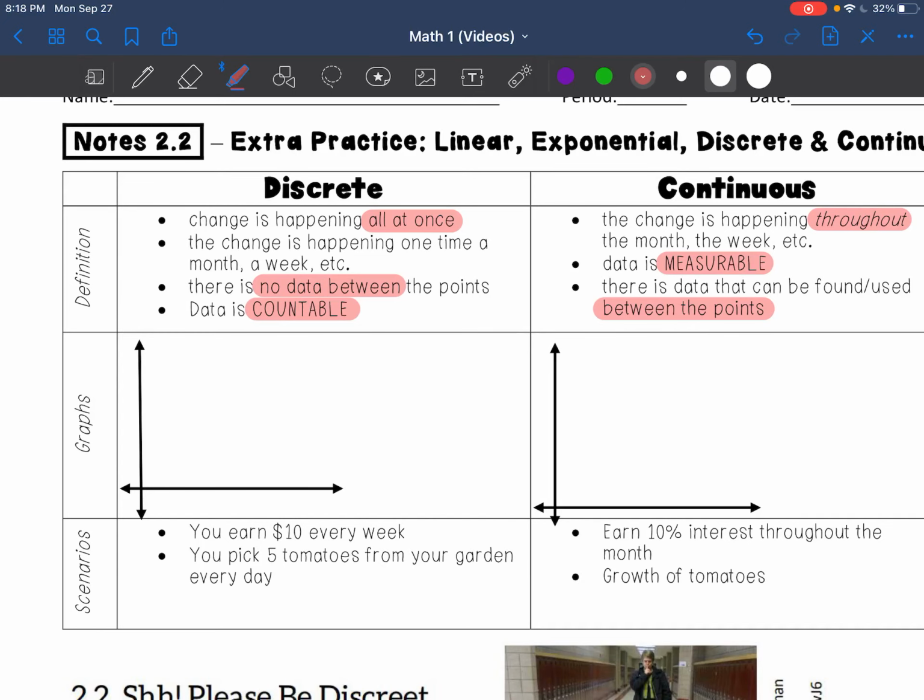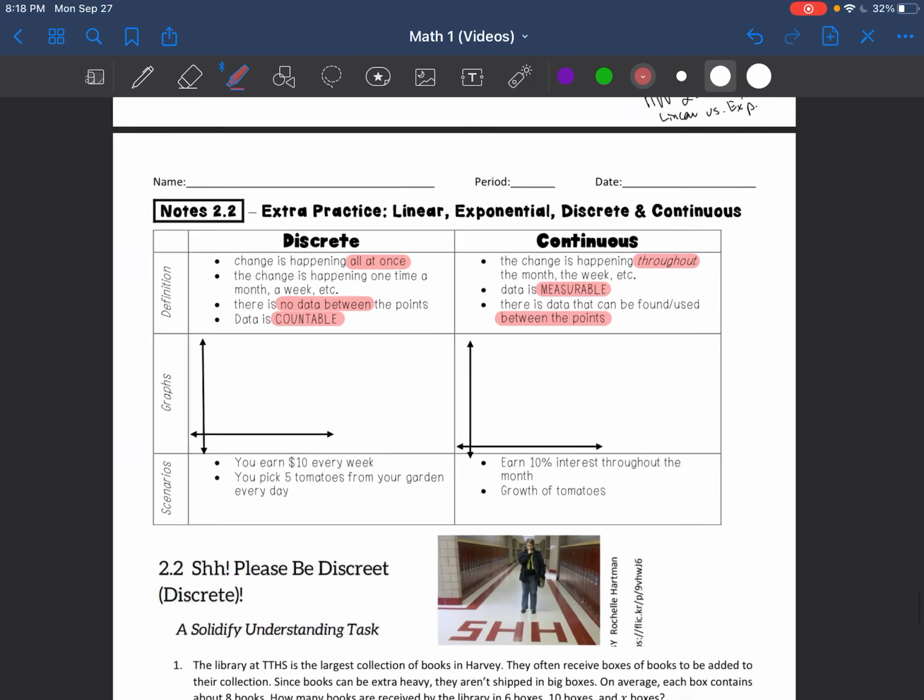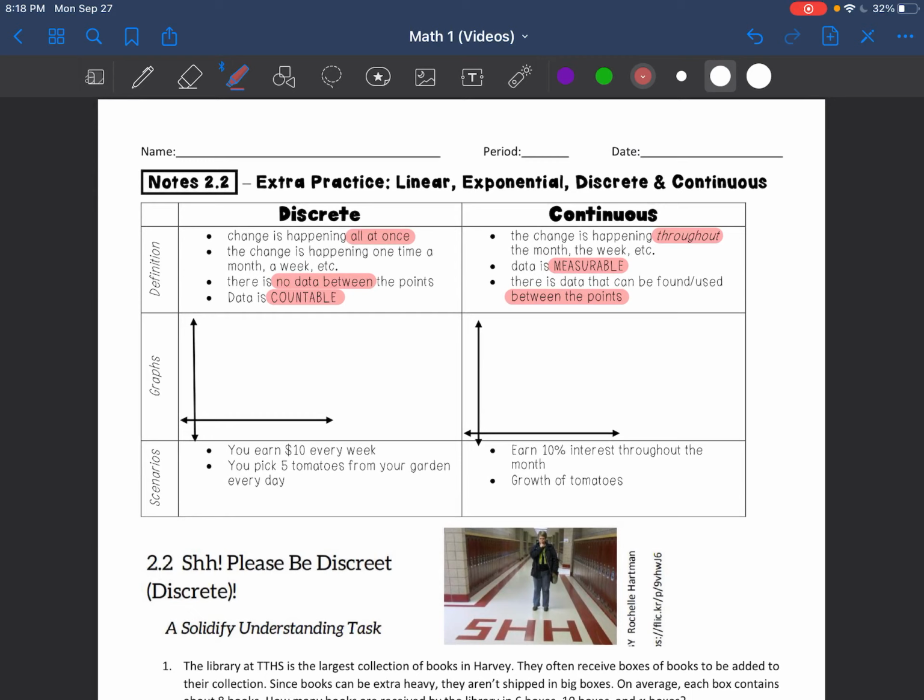All right, so we have notes 2.2, which is just extra practice talking about linear, exponential, and discrete and continuous, right? So this is just more practice at understanding all four of those terms. So discrete, as you can see here, is change that happens all at once. It's like an instantaneous change. So it happens one time a week, one time a month. You know, you get paid one time a week, or every 2 weeks.